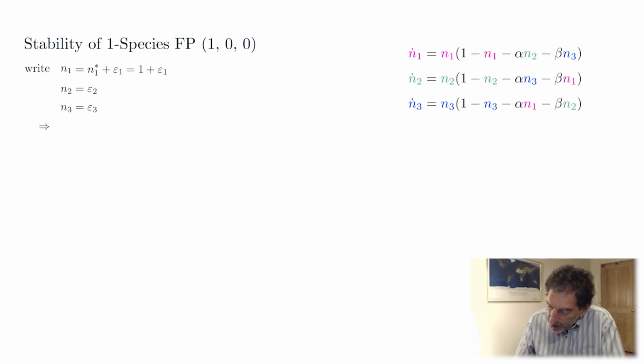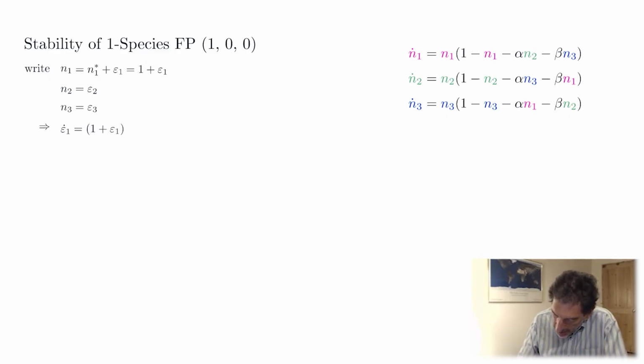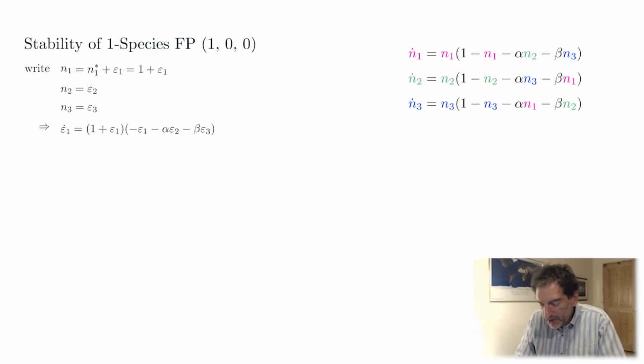So for the very first equation, n1 dot, when I take d by dt of n1, n1 star dot is 0, and so I get on the left-hand side epsilon 1 dot. And on the right-hand side, I'll have n1, which is 1 plus epsilon 1, times 1 minus n1, but 1 minus n1, as you can see by the definition, is just equal to minus epsilon 1 minus alpha epsilon 2 minus beta epsilon 3. In the limit where epsilon 1 goes to 0, the epsilon 1 correction on the left-hand term gives rise to only nonlinear corrections, and so we can ignore it. And so we have minus epsilon 1 minus alpha epsilon 2 minus beta epsilon 3.